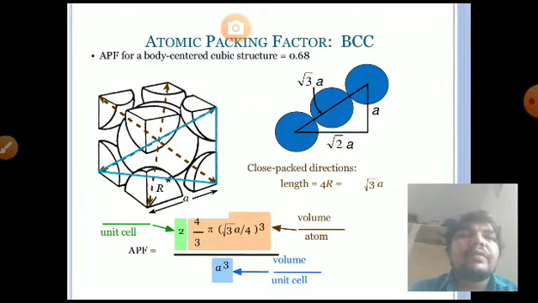Atomic packing factor of BCC. APF of the body-centered cubic structure is equal to 0.68, where the unit cell contains 2 atoms and the radius r is equal to root 3 a by 4.